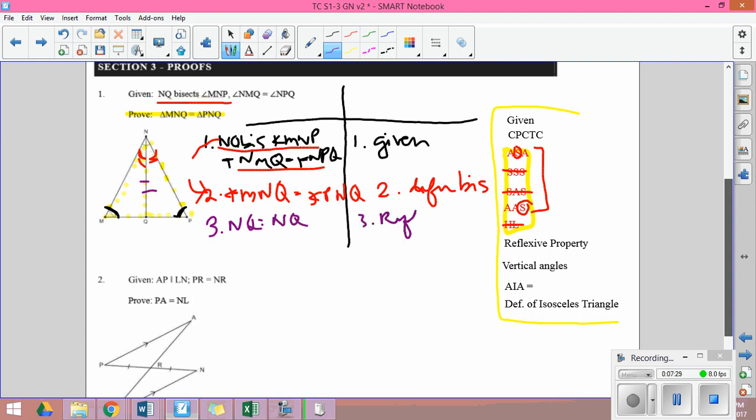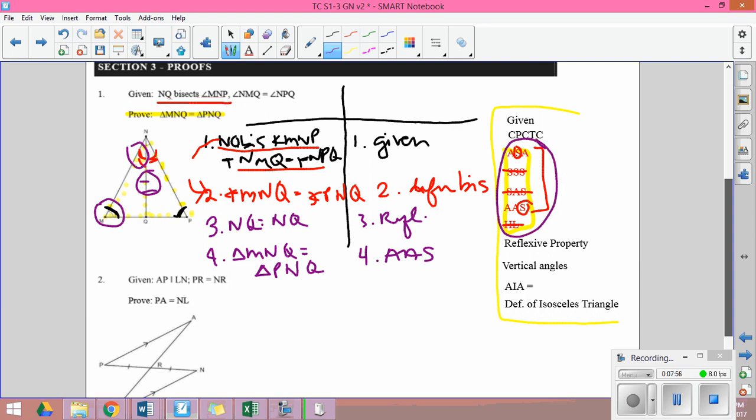Now remember, the order matters. This is a fold in half, so N is going to match up with itself and Q with itself. And then my last step is that triangle MNQ is congruent to triangle PNQ, and the reason is by angle, angle, side. If you mark your picture, determining which of these theorems you have will just be a matter of reading your picture. So tune into the next videos to see more of the proofs done.